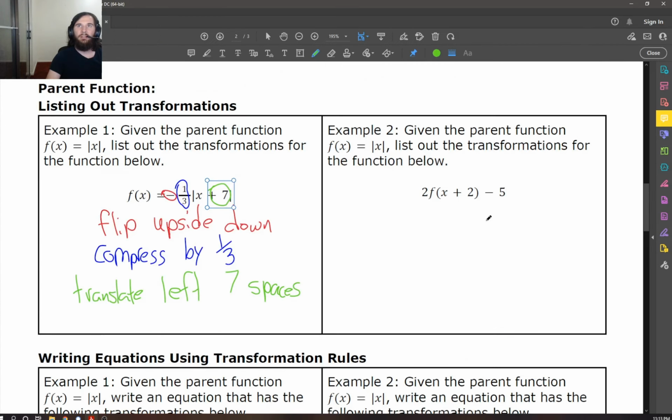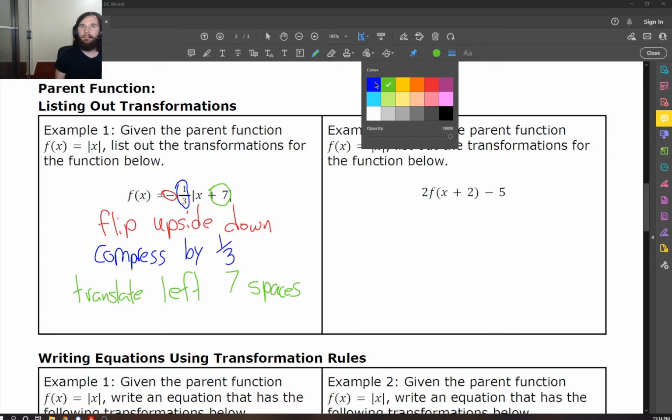Now let's take a look at this next one. This says, given the parent function, list out the transformations of the function below. So this is interesting. This doesn't have the absolute value bars, does it? This says 2 times f of x plus 2 minus 5. The interesting thing here is that, like I said before, it's the same rules for every function. So this could be any function. The same rules still apply, and it's still the same format. Just treat the parentheses like the absolute value symbol, and it's the exact same thing.